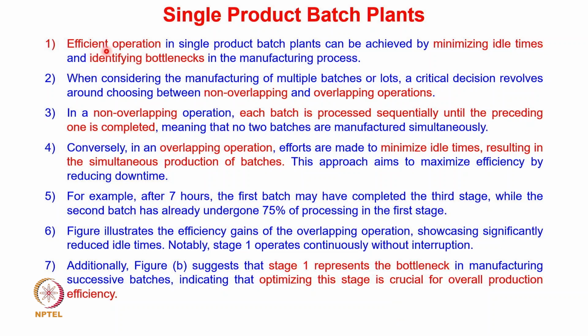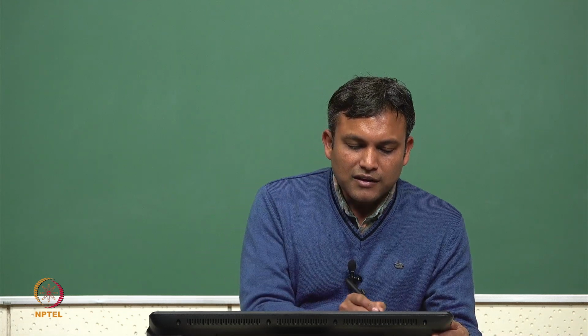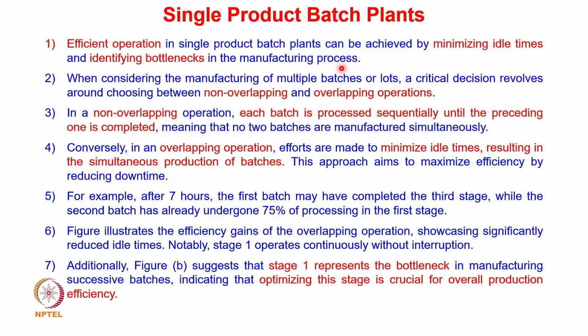So you can see that the efficient operation in single product batch plants can be achieved by minimizing the idle time. If we minimize the idle times of different equipments, we can have the efficient operation of the batch plants, and identify the bottlenecks in the manufacturing process. Whichever stage is the bottleneck, corresponding to that we can change our strategy a little bit to eliminate such bottlenecks, and based on that we can have the efficient operation.